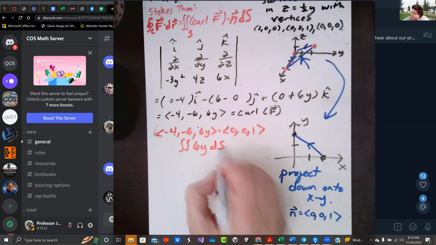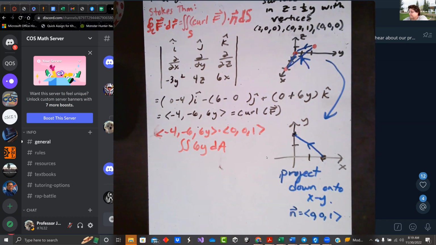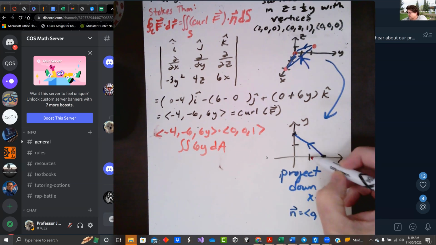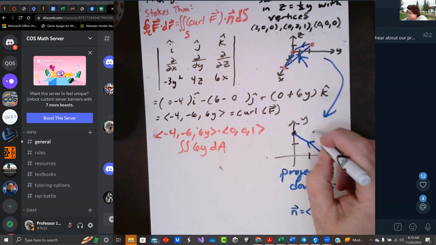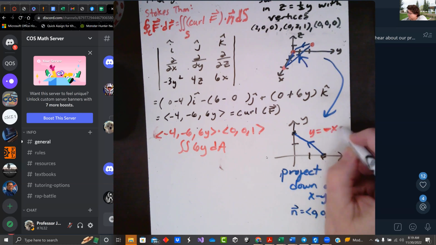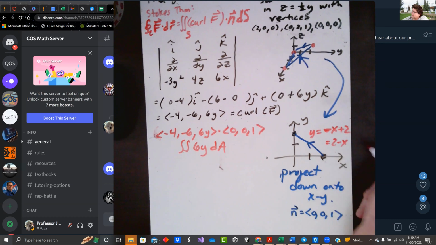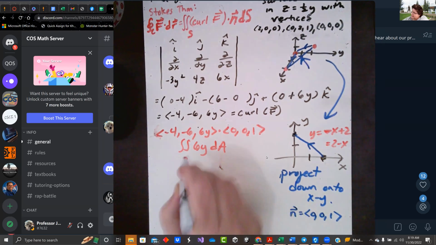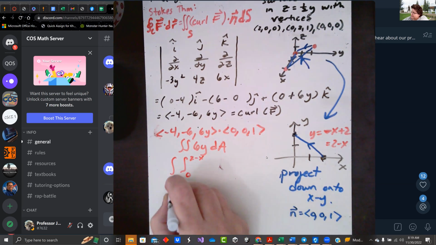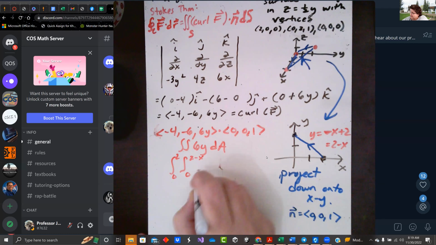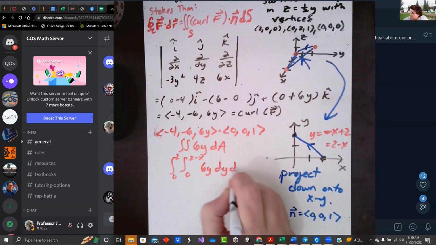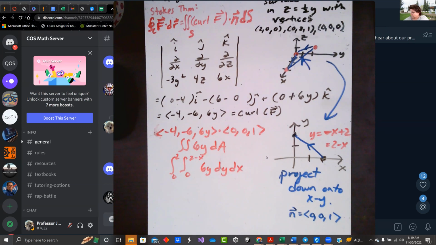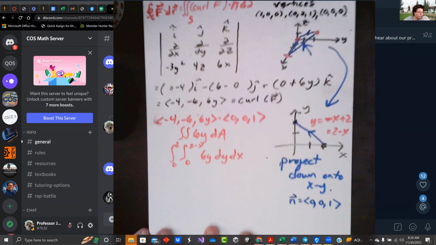So now we need to figure out how we want to do dA. This is the y equals negative x plus 2 line, or 2 minus x. We could do dy first and go from 0 to 2 minus x, and then x goes from 0 to 2. And then we've got 6y dy dx. Alternatively, we could do x first. There is more than one way to do this, of course.